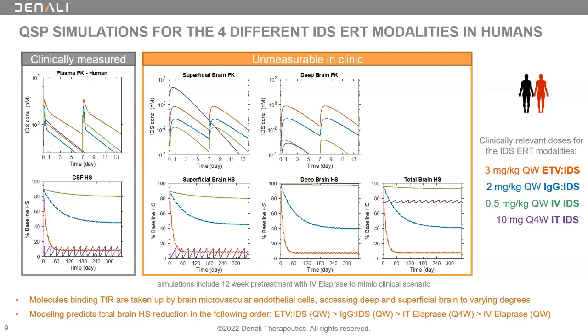What I did describe is there was some uncertainty, or unknown, if you may, based on the distribution from the CSF to the superficial region. So what fraction of what volume of the brain is superficial versus deep? There was some uncertainty in that. And we explored that more specifically to compare the results of ETV-IDS with IT administration of elaprase.